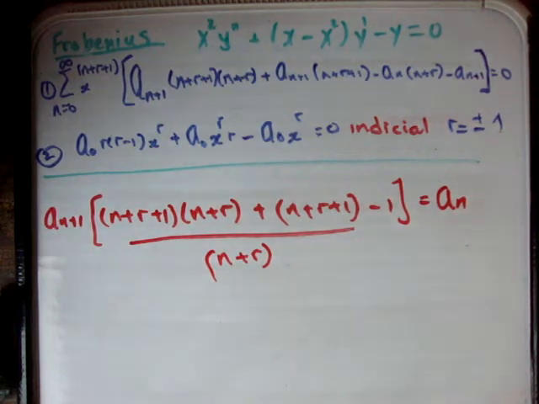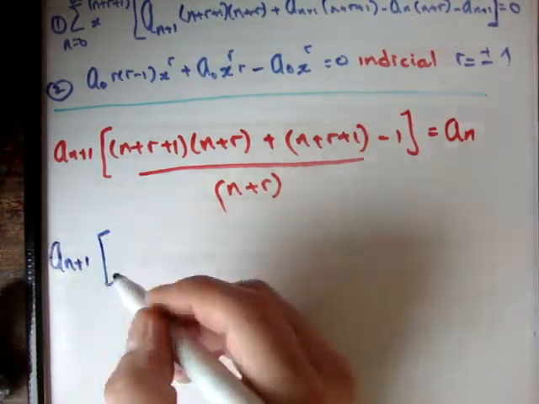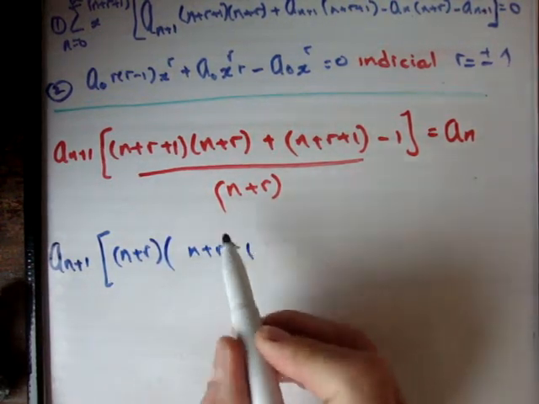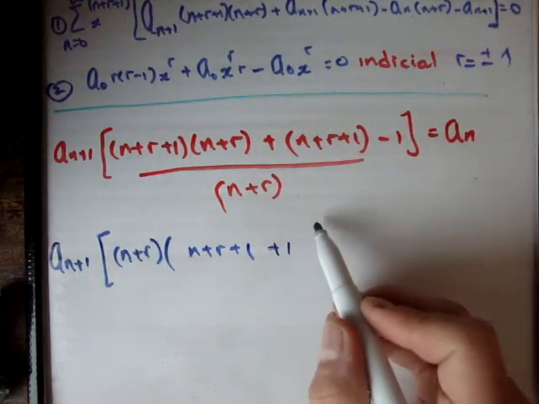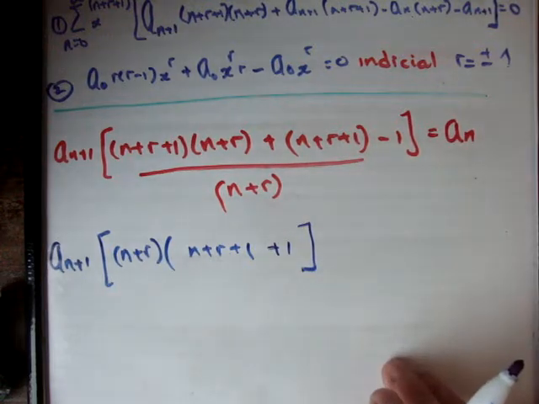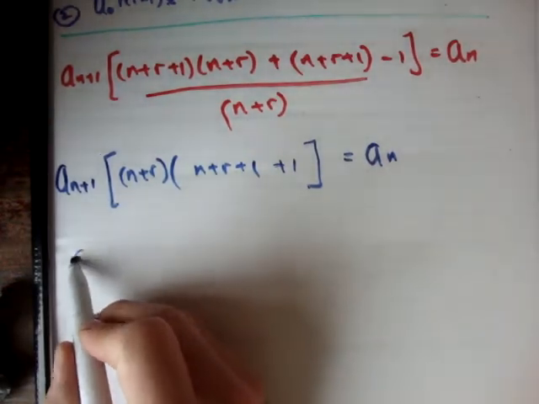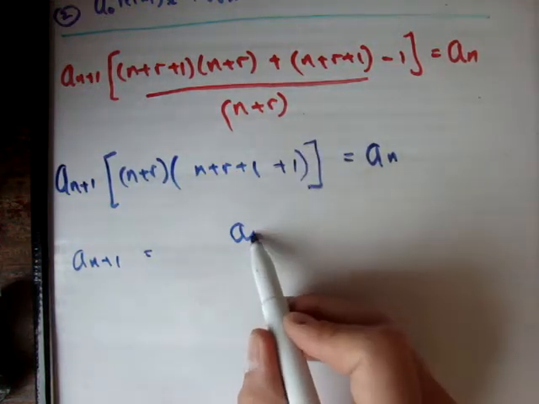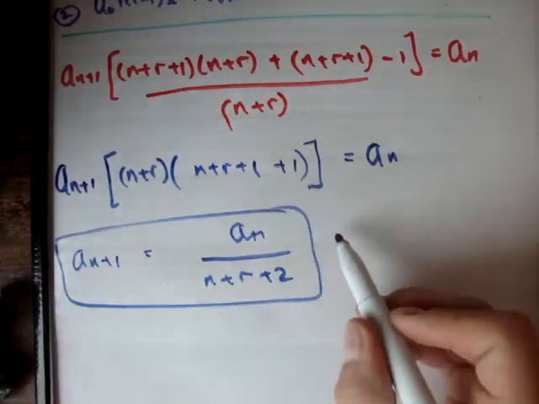Alright, now what we really want to do is get this here to have an n plus r in it as well. And the easiest way to do that is to factorize it as follows. So we're going to still have a_(n+1) on the outside, and we're going to have n plus r here. And if we do that, we're going to have n plus r plus 1 from here, and we're going to have an additional plus 1, like so. Alright, and that's equal to a_n. So therefore, as a result, we're going to get a_(n+1) is equal to a_n over n plus r plus 2. And this is our recurrence relation.